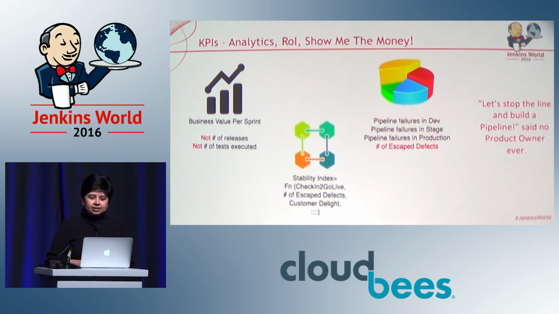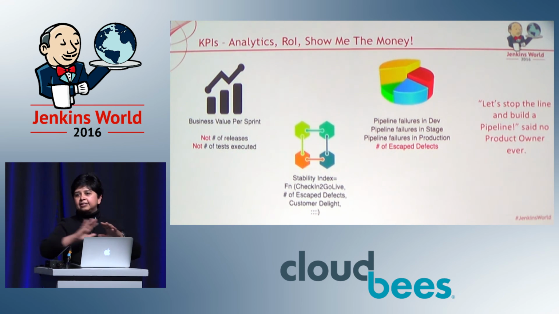So show me the money isn't only what Jerry Maguire went through. I personally go through this a lot. Like, why should I spend $1 million on pipelines, right? That's not how I make money. I'm a product company. Why should I spend on the pipeline? So pipeline failures in dev, stage, production, we all talked about it, and how many defects actually escape the pipeline. This is how you have to measure the return on investment of the pipeline, right?